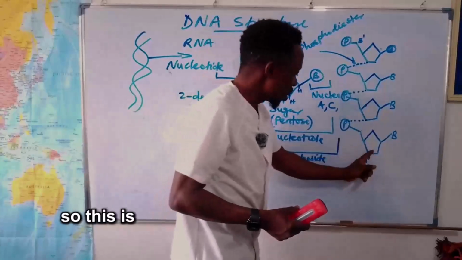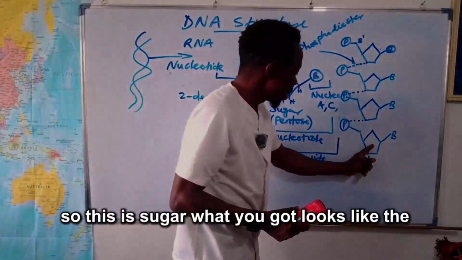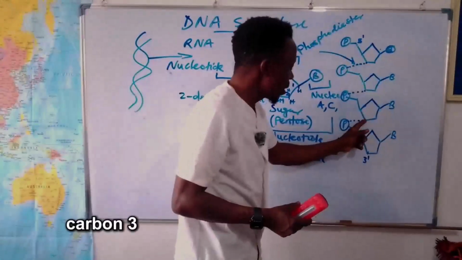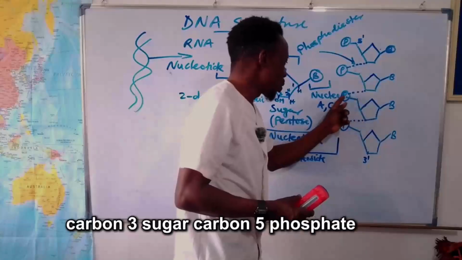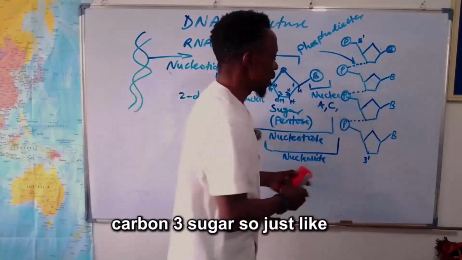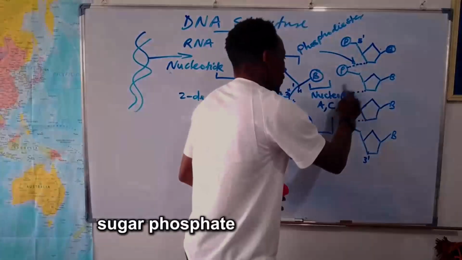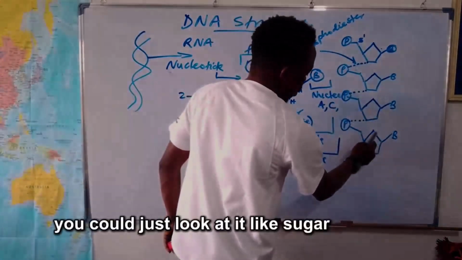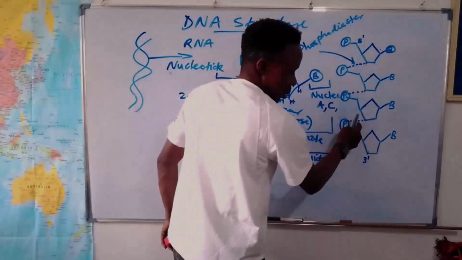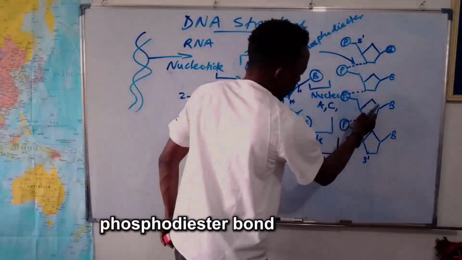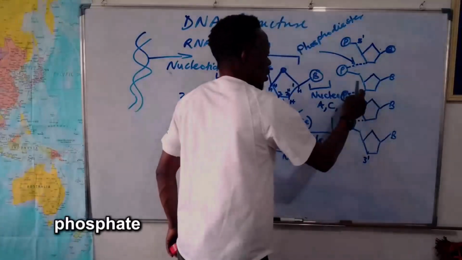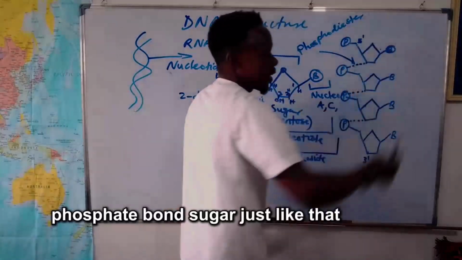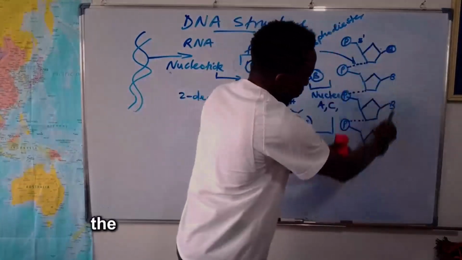Okay, so this is sugar. What you've got looks like the sugar, carbon 5, phosphate group, carbon 3, sugar, carbon 5, phosphate group, carbon 3, sugar. So just like that: sugar, phosphate, sugar, phosphate, sugar, phosphate. And then you could just look at it like sugar, phosphodiester bond, sugar again, phosphodiester bond, sugar, just like that. So this is the backbone.